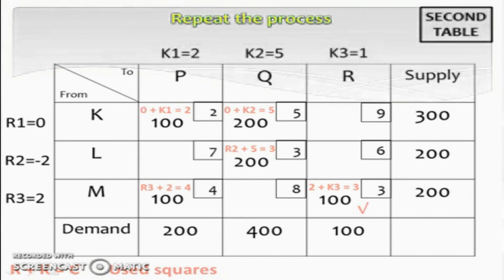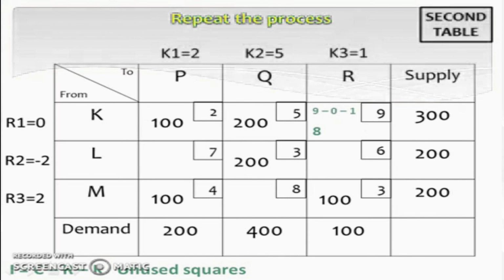And now we will proceed in solving the improvement index, or I, which has a formula of I is equal to C minus R minus K and is only applied to the unused squares. So these are the improvement indices in the second table. And since you can see that all the improvement indices are already positive, therefore we have an optimal solution already.